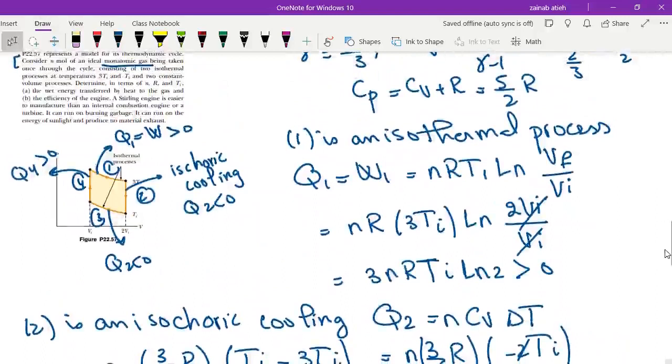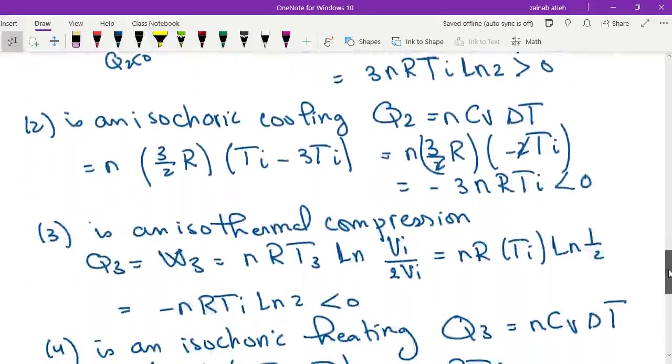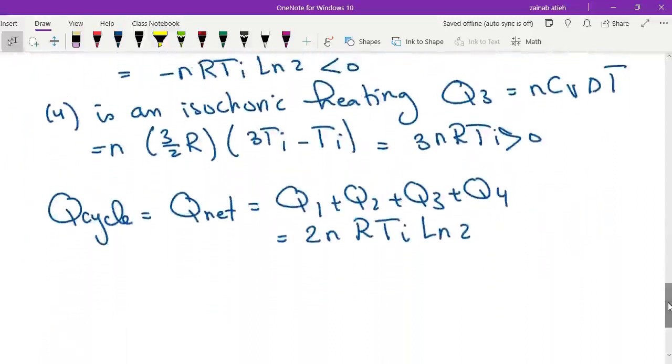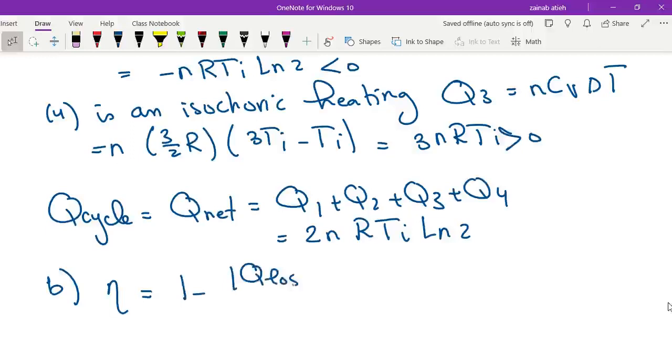the efficiency of the engine. Okay, we have to find eta. So this is part B. To find eta, I can find it by two methods. Either I say it's 1 minus absolute Q lost over Q gained. So Q lost is everything I lost and Q gained is everything I gained. The Q lost is like this.